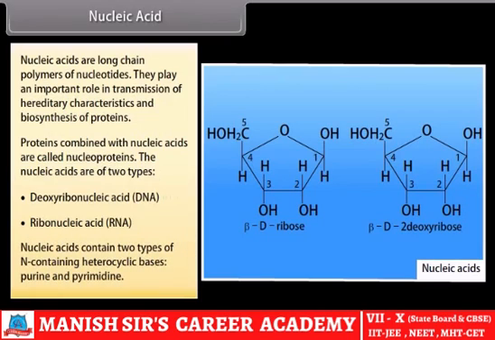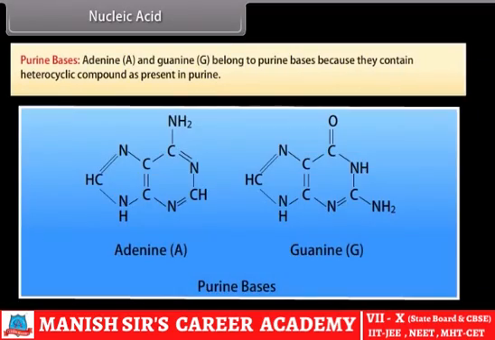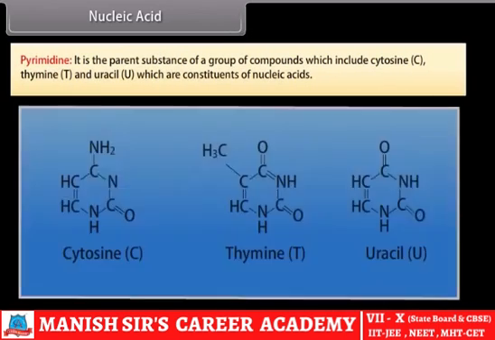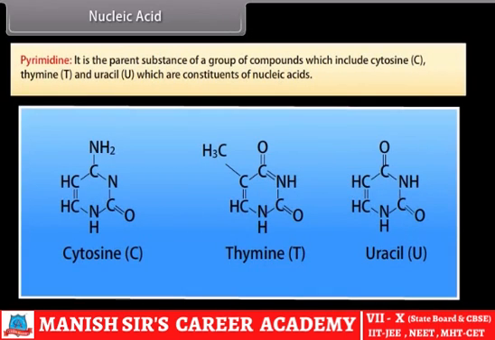Nucleic acids contain two types of N-containing heterocyclic bases, purine and pyrimidine. Purine bases: adenine and guanine belong to purine bases because they contain heterocyclic compound as present in purine. Pyrimidine is the parent substance of a group of compounds which include cytosine, thymine, and uracil, which are constituents of nucleic acids.